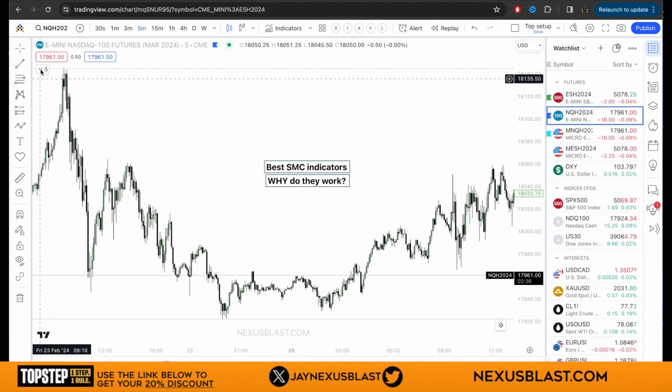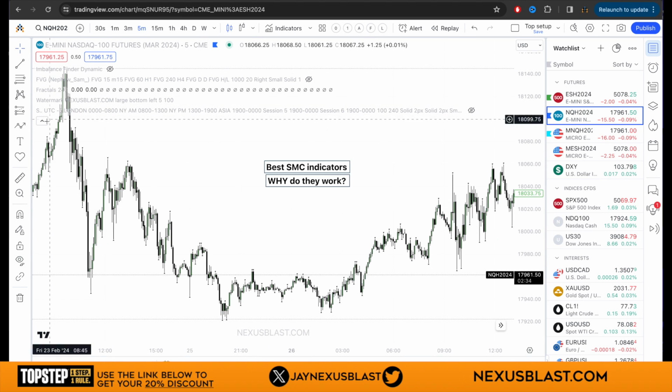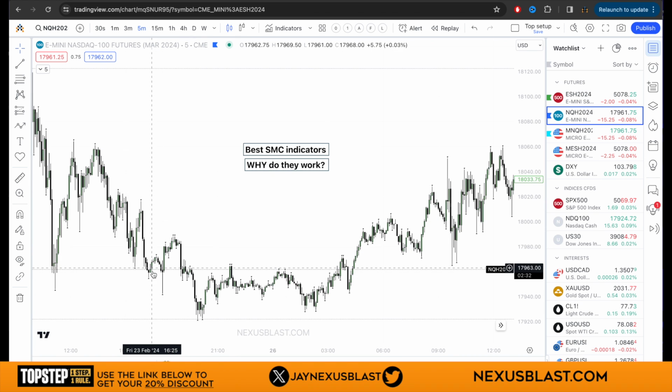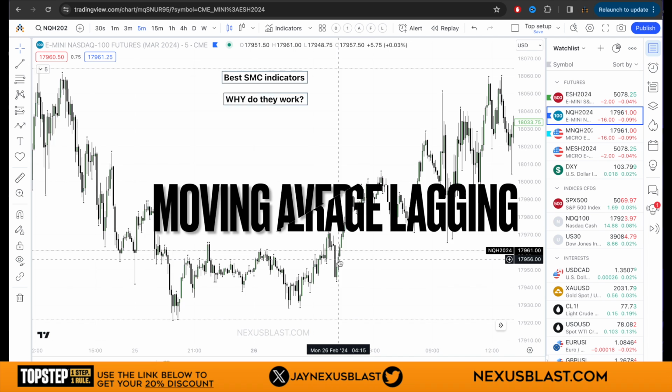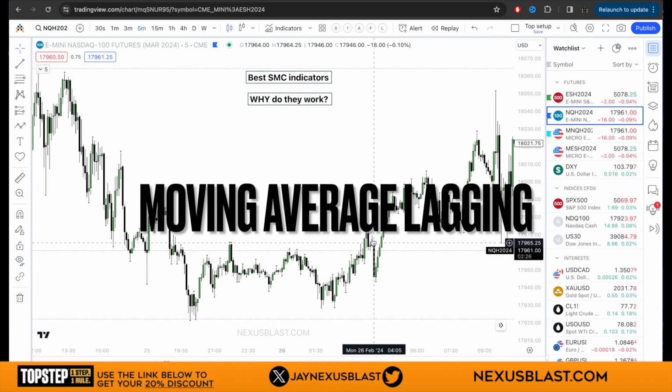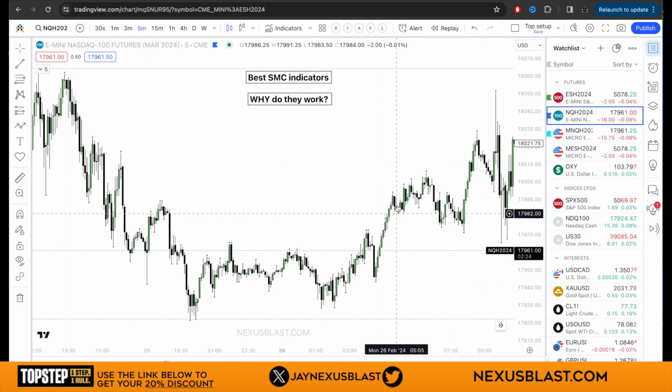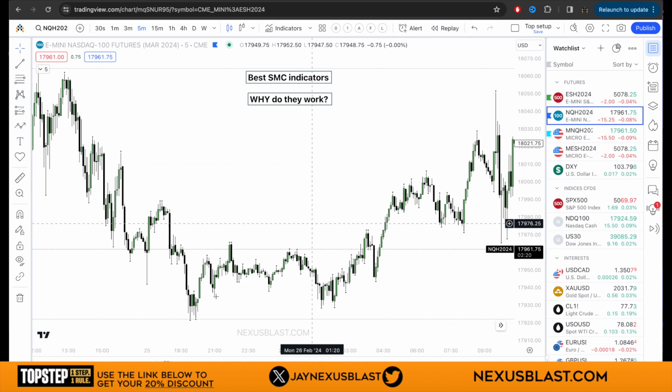If you don't use fractals or something to identify break of structure, change of character, you would have to rely on a more lagging trend indicator like moving averages, for example. With smart money concepts, it's going to be hard to achieve the desired level of precision that we want with lagging indicators on very low time frames.